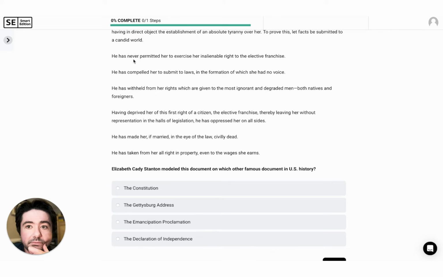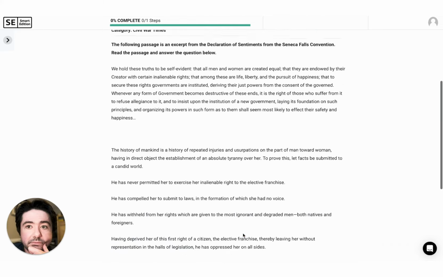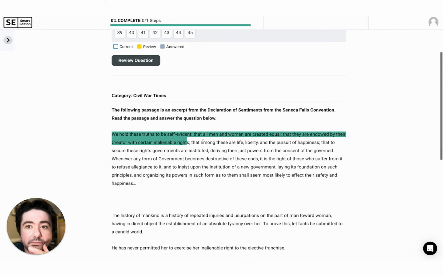Elizabeth Cady Stanton modeled this document on which other famous document in U.S. history? So we're again asked, what's the relationship between two documents? Did she use the Constitution, the Gettysburg Address, the Emancipation Proclamation, or the Declaration of Independence as a model? She uses the Declaration of Independence as a model for this document. How do we know? Well, if you've done your studying and are familiar with these documents, you will see it in the very first line.